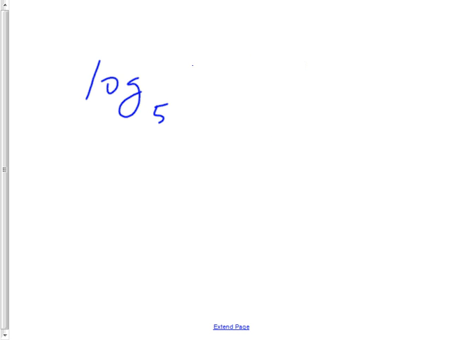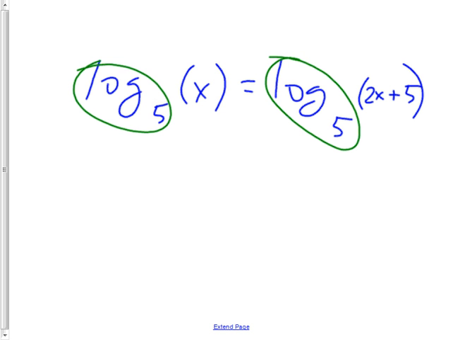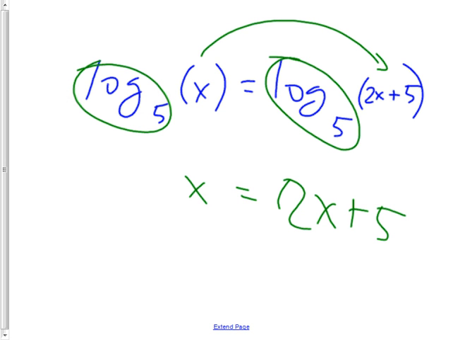Log base 5 of x equals log base 5 of x minus 4. Actually, let's not do x minus 4. Let's just say 2x plus 5. Okay. Then, since this is the same as this, it's like you can cancel them. Again, it's not really canceling. It's just saying those don't need to be there. I can just use x equaling 2x plus 5. Do you get that? It's sort of like I just canceled these off, but it's not really canceling them. Okay?